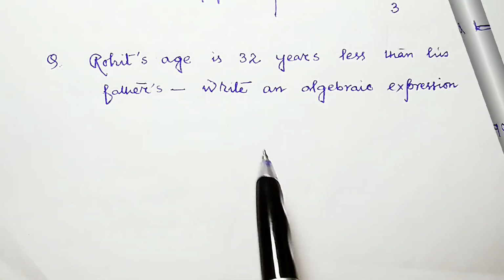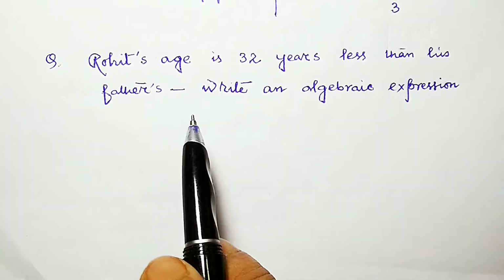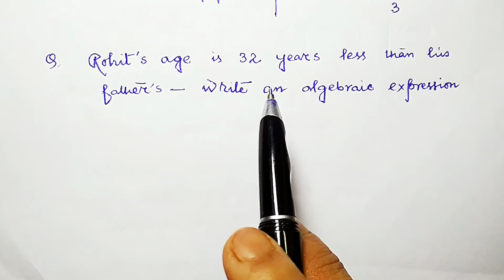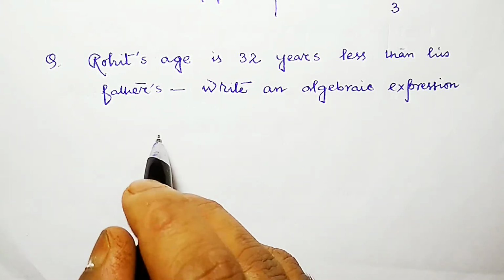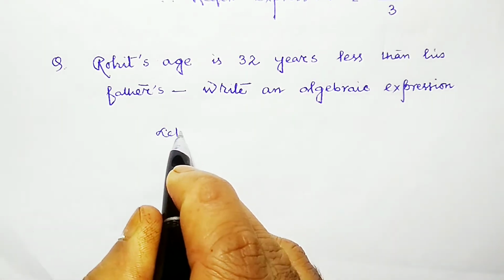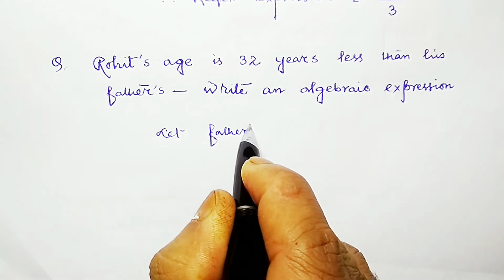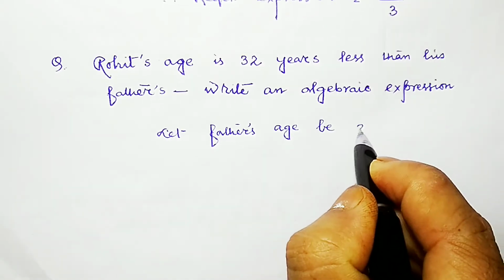Now the question is, Rohit's age is 32 years less than his father's. We have to write an algebraic expression for it. Okay, we can consider, suppose his father's age be x. So let father's age be x years.